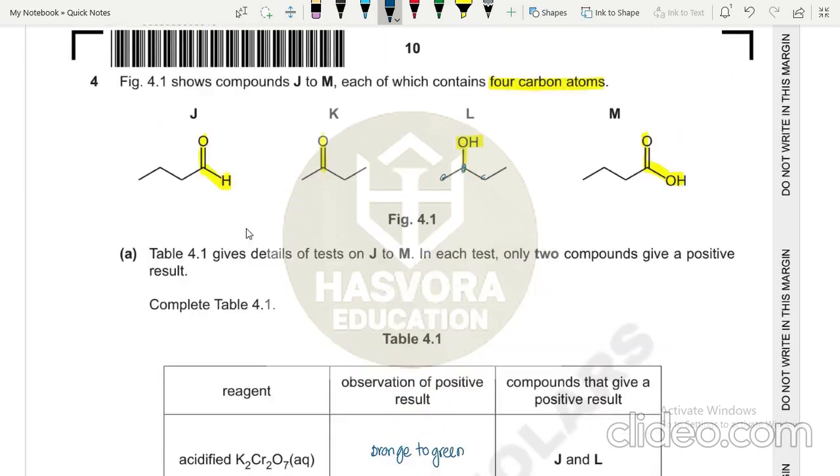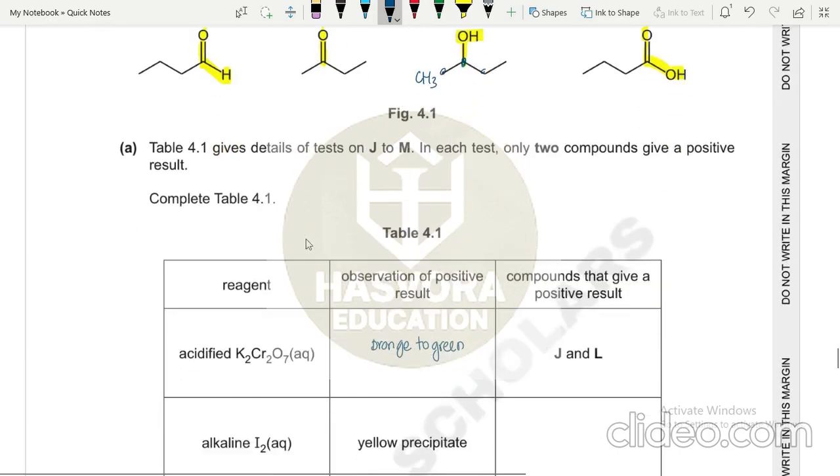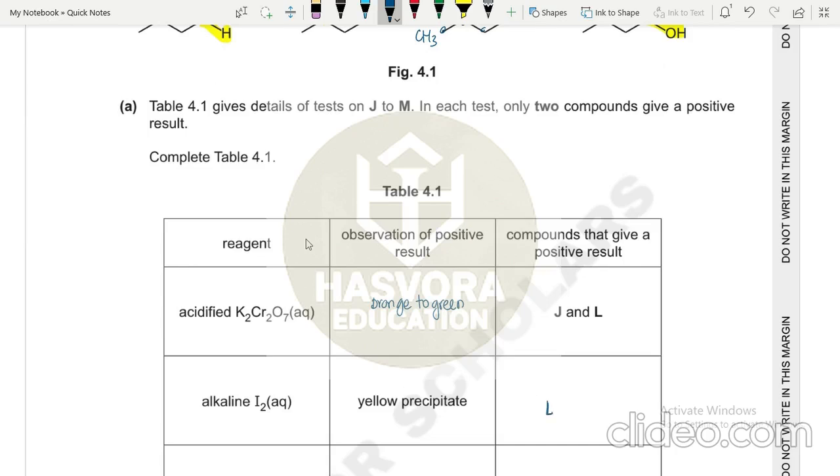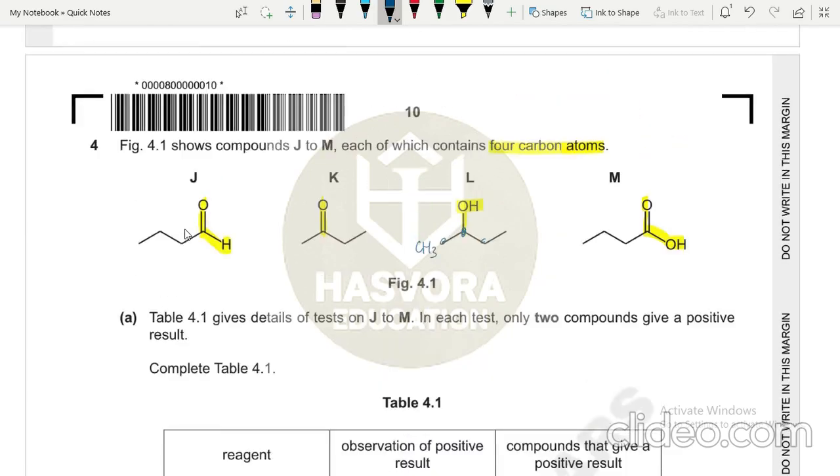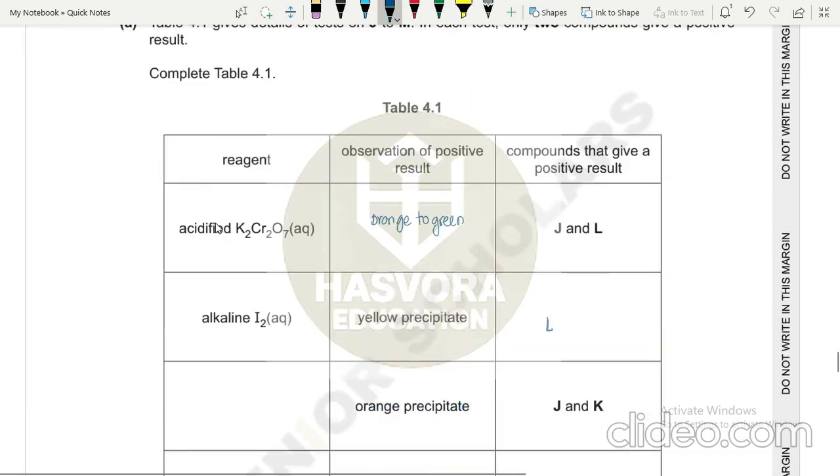First of all, let's have a look. This is a CH3, and the second carbon to which the CH3 is connected has the OH group. So L will show the triiodomethane, the triiodoform test. The aldehyde does not show this test, and then we have the ketone. It is a methyl ketone, the methyl group is attached to the carbon with the ketonic group. So K will also show this. L and K.